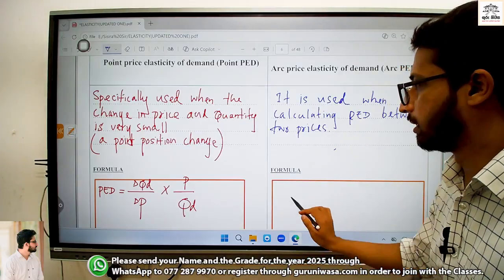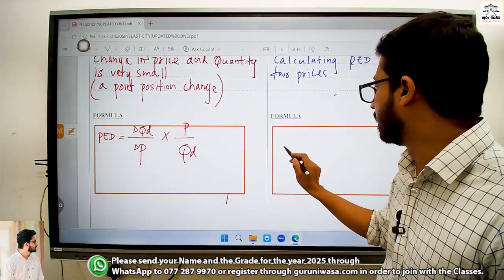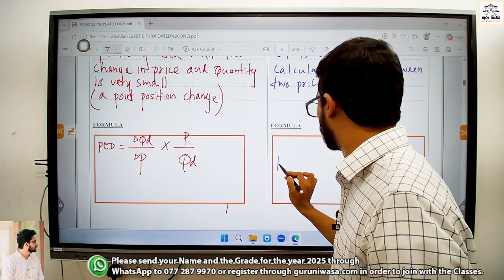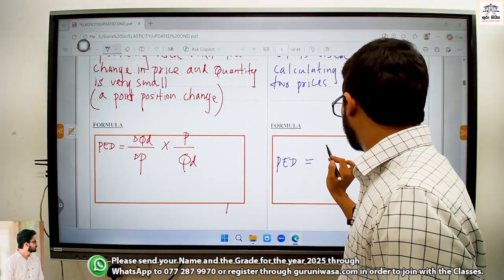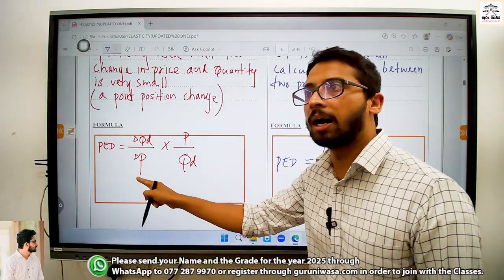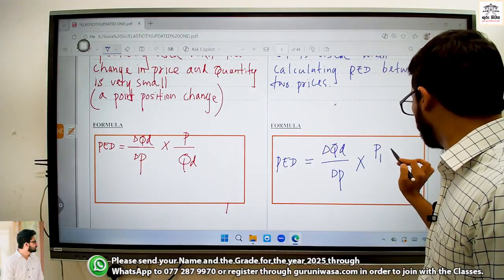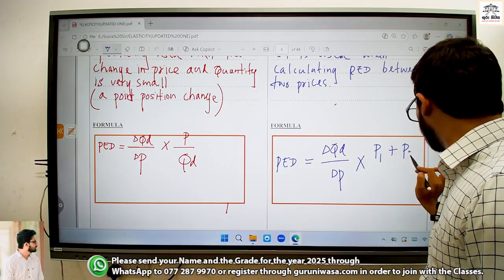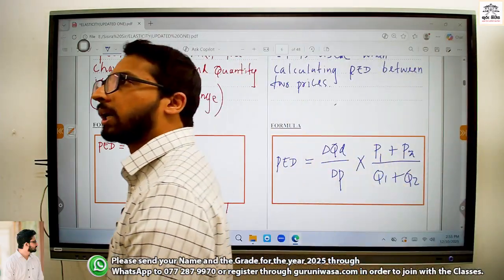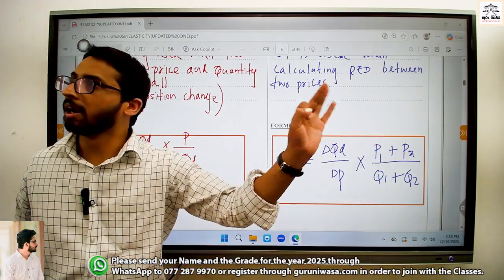Let me write down the equation. This is the formula for arc price elasticity of demand. It's very simple. PED equals delta QD over delta P, the same part, into, now we have to consider two prices, P1 plus P2 divided by Q1 plus Q2. Simply, we take the average between the two prices.